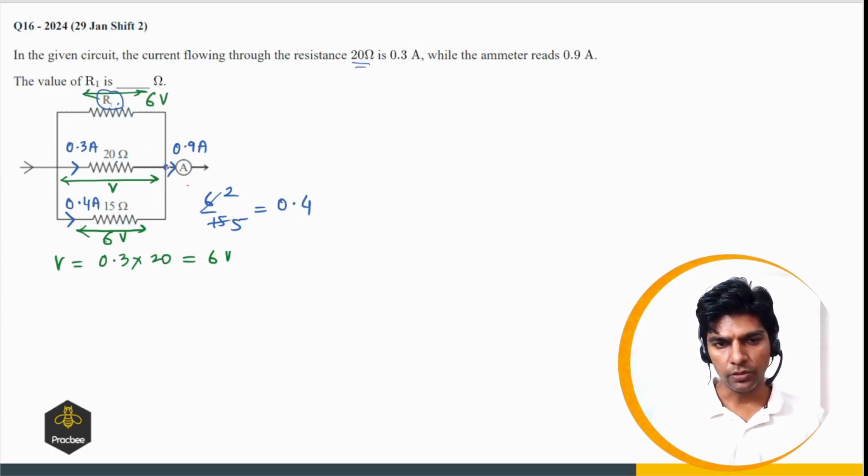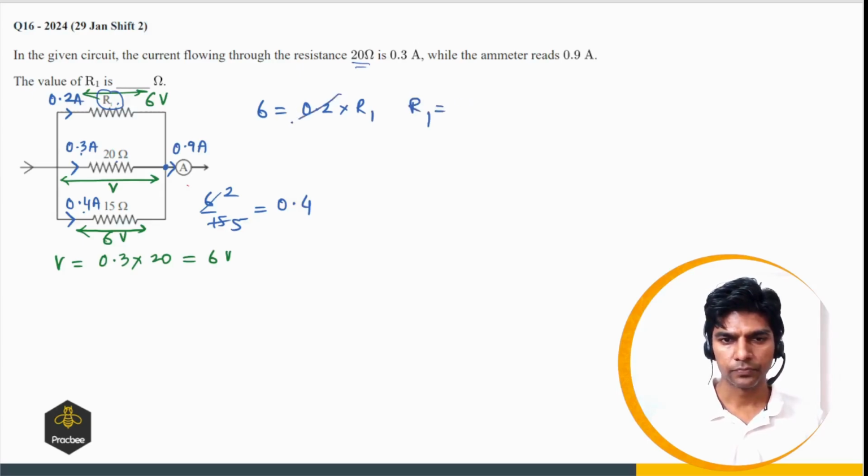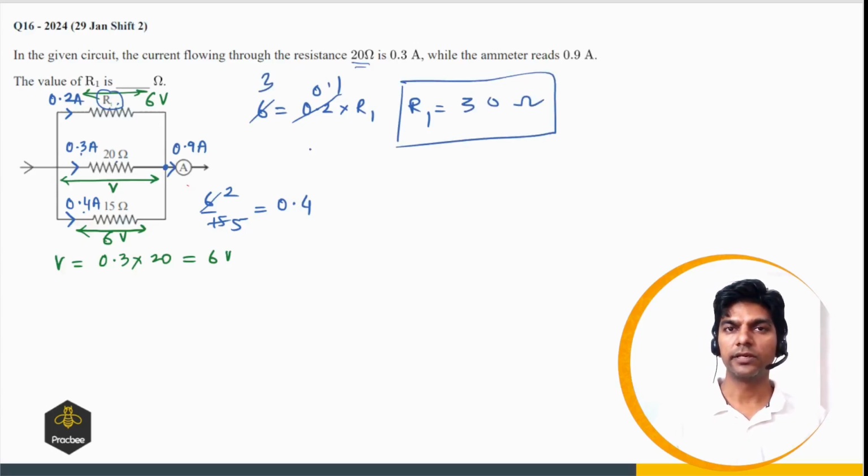And by junction law, if this is 0.3 and this is 0.4, this has to be 0.2, such that the sum of these three currents is equal to 0.9. Now we know the current through R1. So we can say 6 is equal to 0.2 times R1, and R1 comes out to be 30 ohms, right? So 30 is the answer of this question.